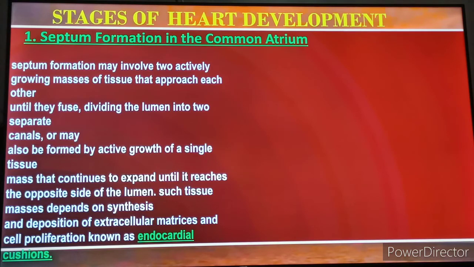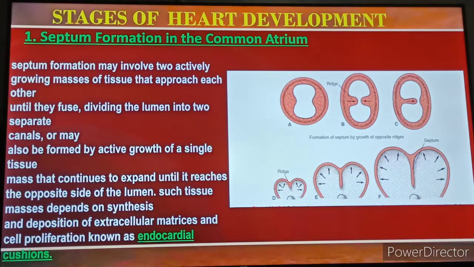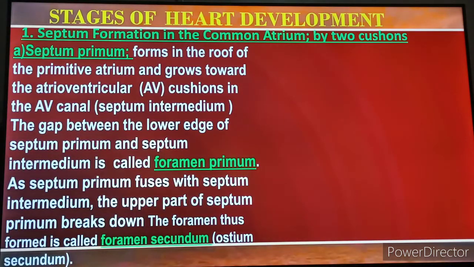These are known as endocardial cushions, as you can appreciate here. In diagram A, you can see bulging structures, and those are called ridges. Those ridges are actually the ones that form septa, and they are called endocardial cushions. So the 2 cushions, we have septum primum, the first cushion that grows from above, from the roof of the primitive atrium. It grows downwards to the atrioventricular cushion.